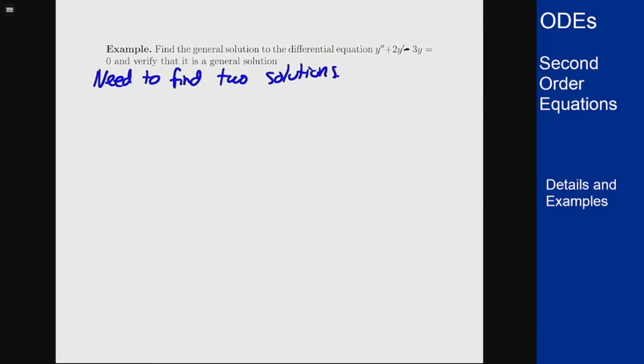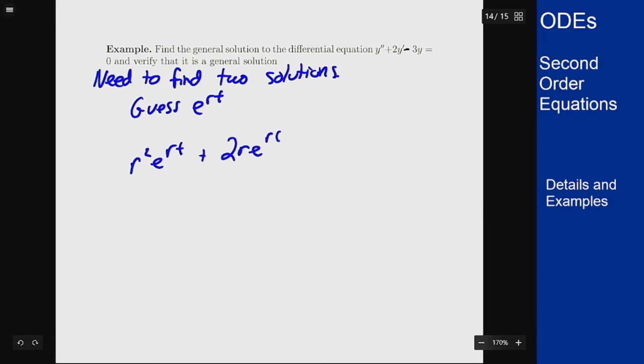Well, we guess those with our guess of e to the rt, and look for what values of r make that work. If I plug in e to the rt, I'll get an r squared here, an r here, and nothing here. We'll end up with r squared e to the rt plus 2r e to the rt minus 3 e to the rt equals 0. I can cancel the e to the rt's, and then I'm left with r squared plus 2r minus 3 equals 0.